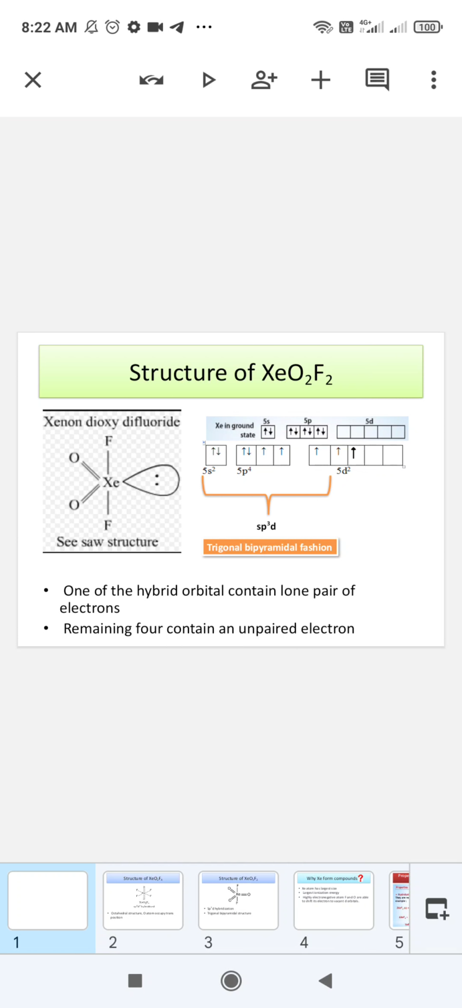Good morning everybody. Today we will discuss the structure of XeO2F2.